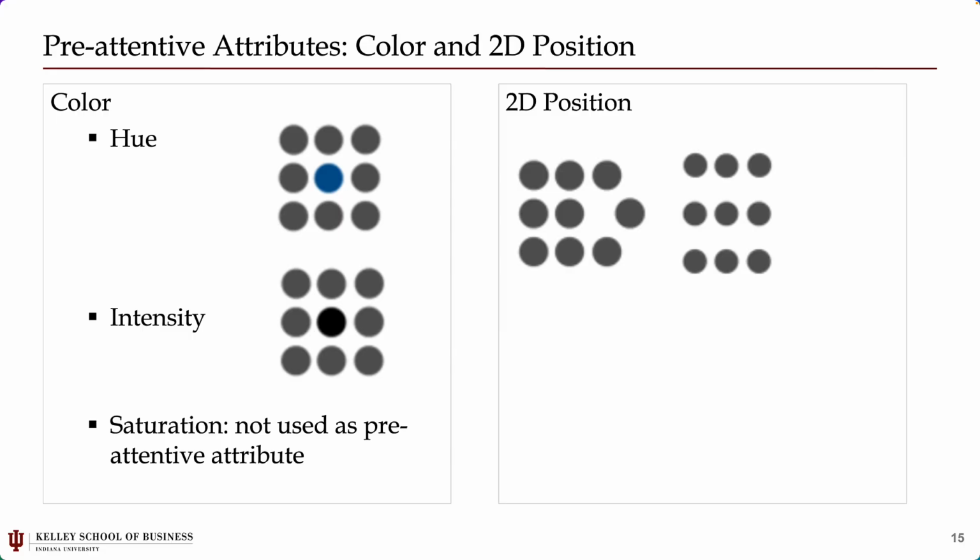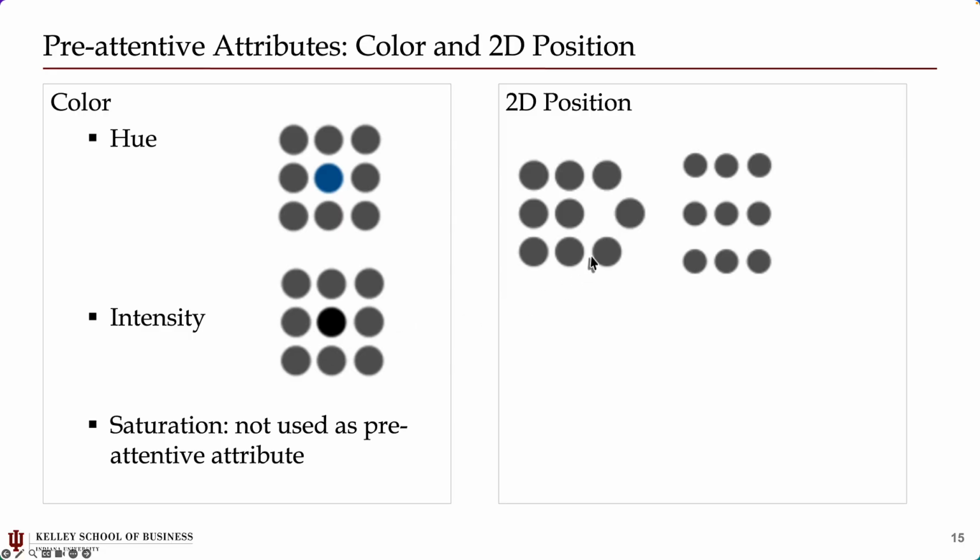Colors have 3 components. The hue is the actual color, red, blue, green, and different hues pop out from each other. Then the intensity and lightness is how light or dark a color is. So light objects pop from dark backgrounds. And saturation is how vivid versus gray a color is. Interestingly, saturation is not a strong pre-attentive attribute, and differences in saturation don't really pop out as easily.